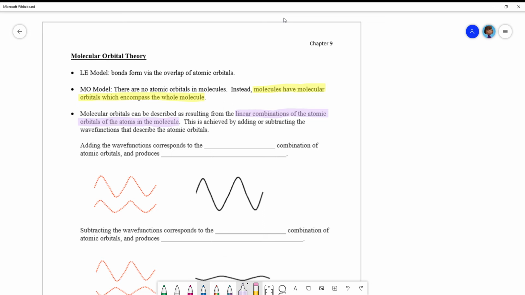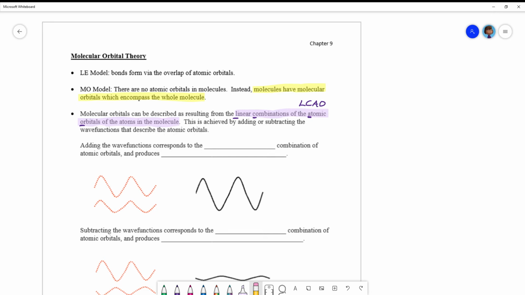Molecular orbitals result from the linear combinations of all the atomic orbitals of all the atoms in that molecule. Linear combinations of all the atomic orbitals is often abbreviated LCAO. It's the technique we're using. Linear combinations of the atomic orbitals, LCAO. So what does this technique involve? Well, it involves taking the wave functions of the original atomic orbitals and either adding or subtracting them to obtain new molecular orbitals. And that's what it says right here. This is achieved by adding or subtracting the wave functions that describe the atomic orbitals.